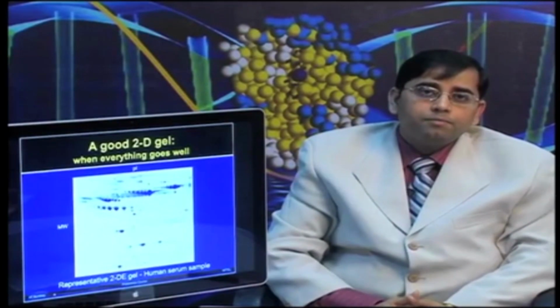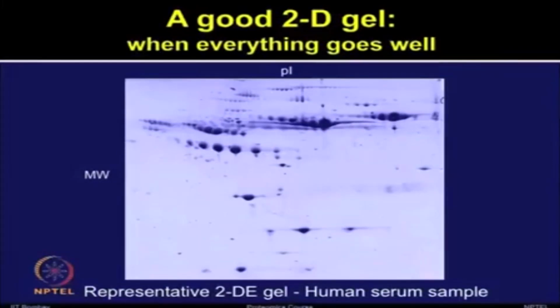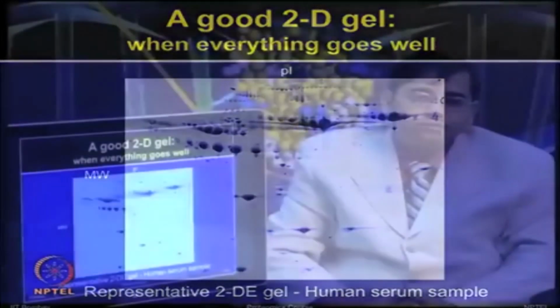Now, in the previous lectures, when we talked about obtaining a good 2D gel image, you may have felt that at the end of the experiment, all the 2D gel images will look very good. I am showing you one 2D gel which looks very good, and this is what happens when everything goes very well. If your protein separation and staining are fine, then at the end you should be able to see very good protein separation on the gel. This is a representative 2D gel image shown with a human serum sample.